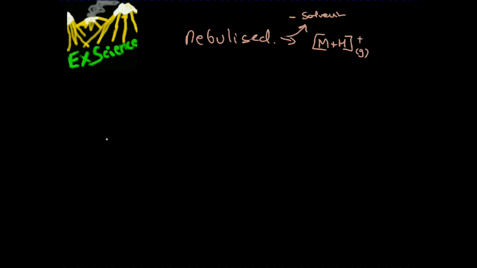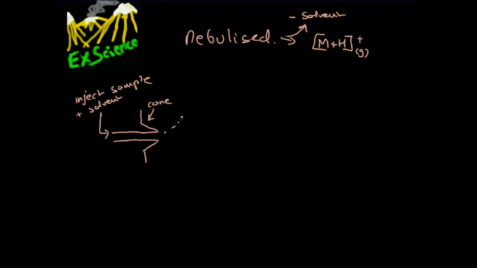So let's draw a picture. Here is a tube. This is the cone. So we inject the sample plus the solvent into the ionization chamber, where it forms a mist, very fine droplets.